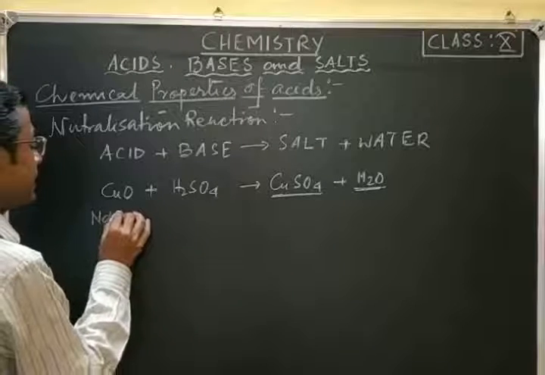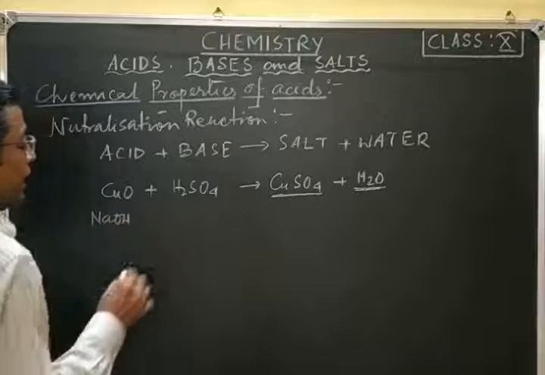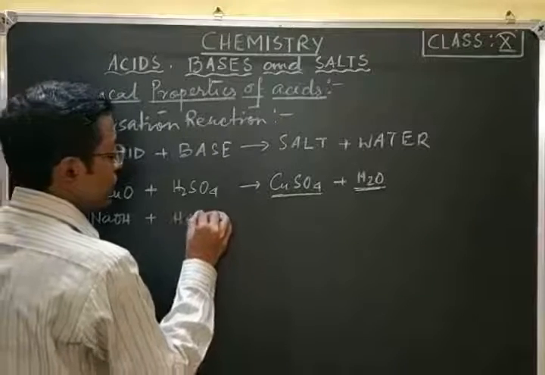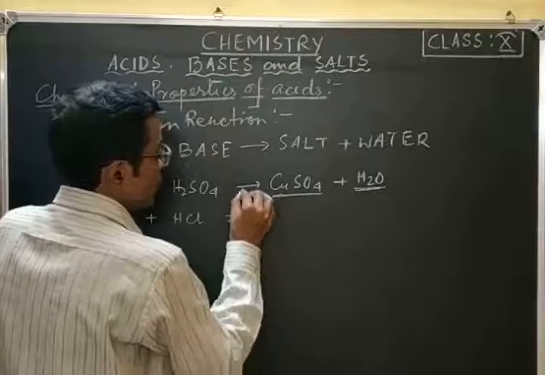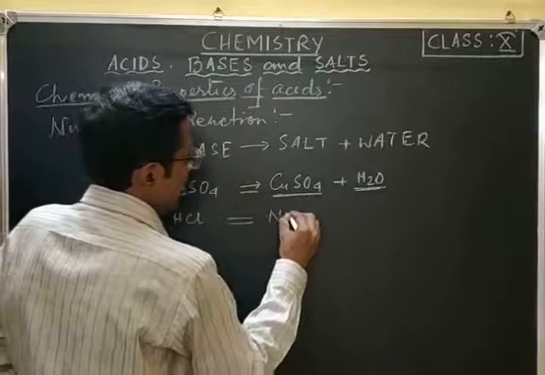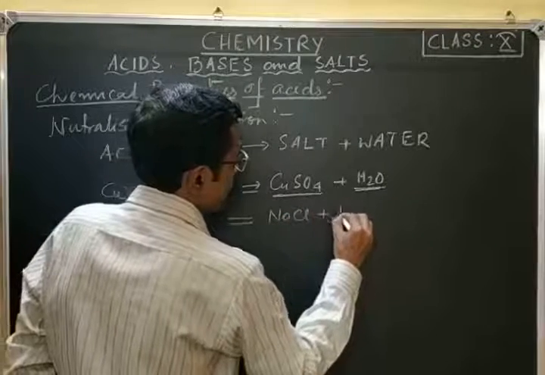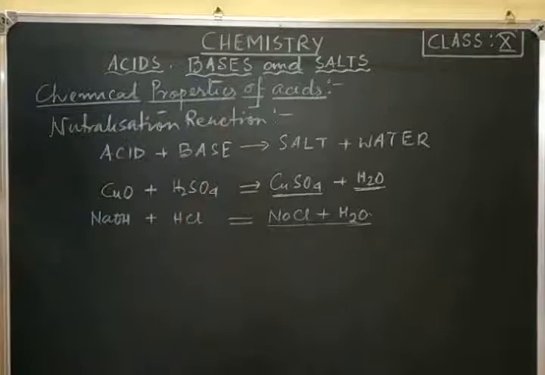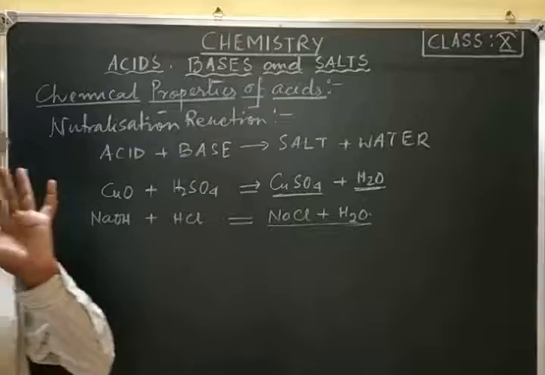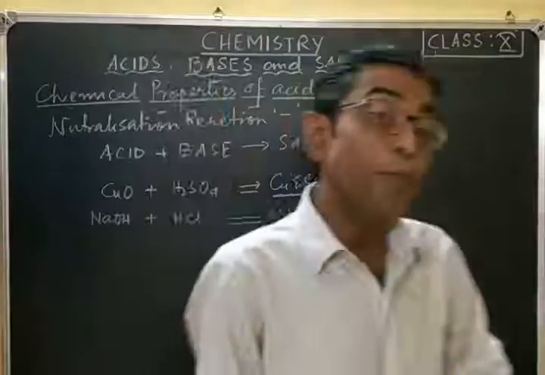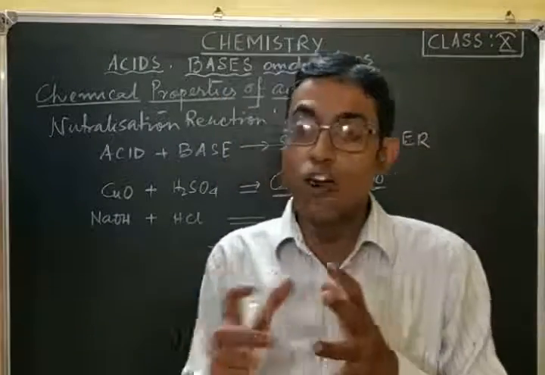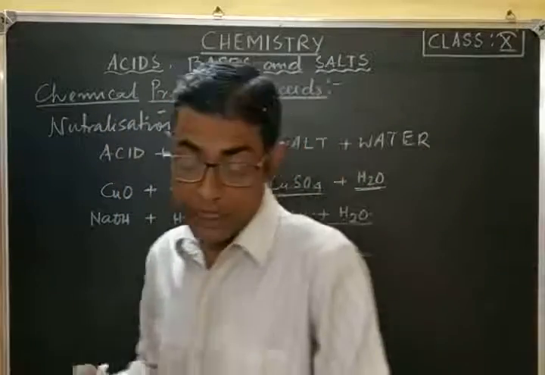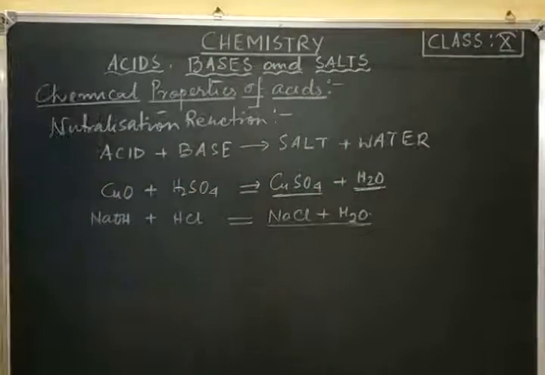Now I will take the example of another base, NaOH. If this reacts with HCl, you all know the products will be NaCl, sodium chloride, plus water. So this is a neutralization reaction. This is also a chemical property of bases. I am compressing this chapter so that you will be able to learn it more quickly and more easily.